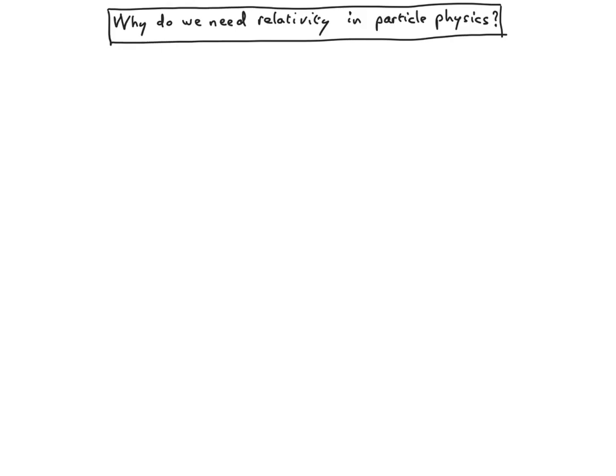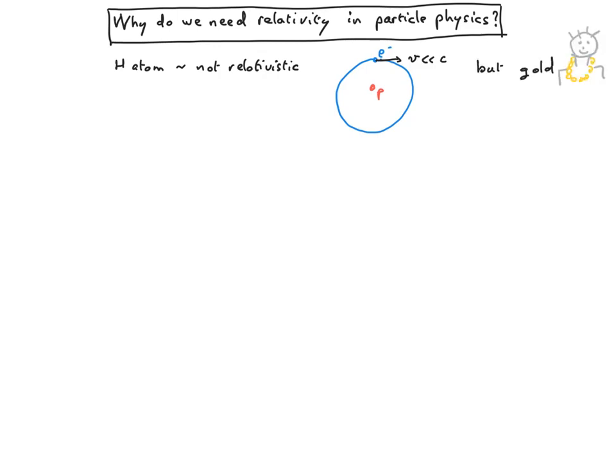Why do we need relativity in particle physics? Of course, one can describe the state of an electron in the hydrogen atom without invoking relativity. Note that this does not mean that relativity does not play any role in atomic structure. After all, gold is yellow and mercury is liquid due to relativistic effects.